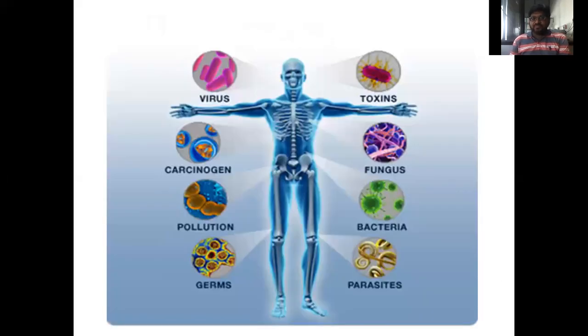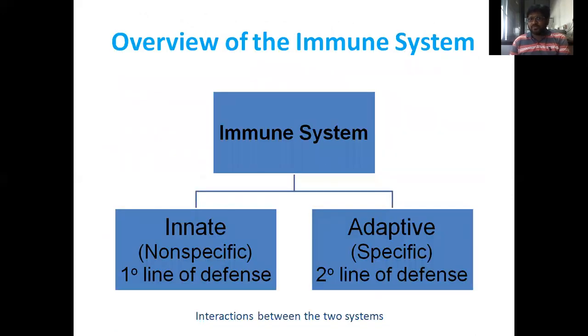You can see immunity means elimination of viruses, carcinogens, pollution, germs, parasites, bacteria, fungi, and toxins from our body. Overview of the immune system.